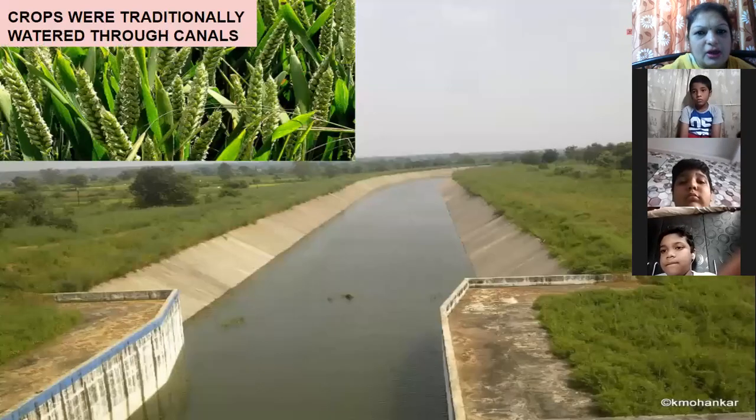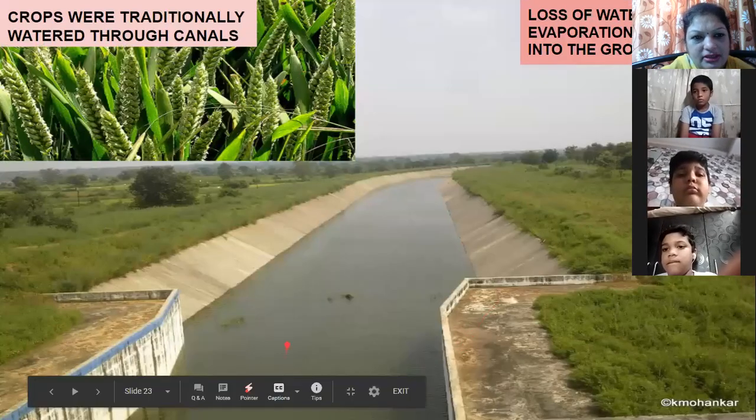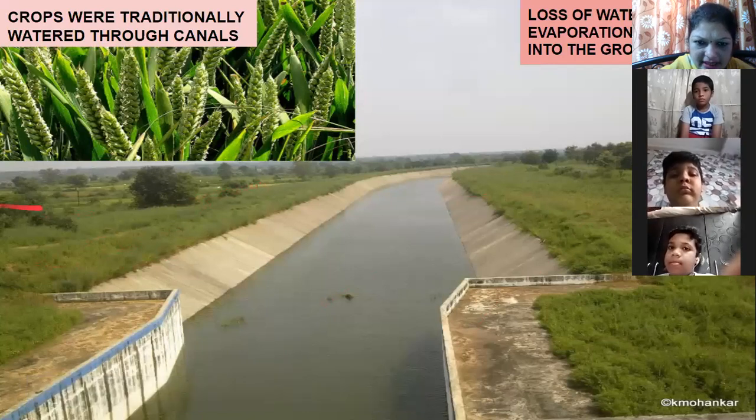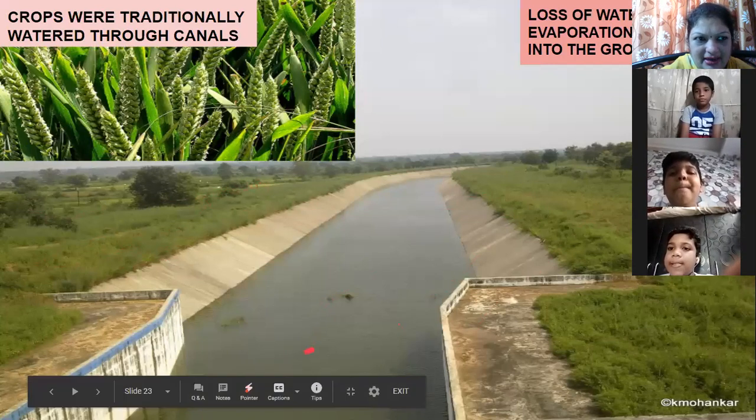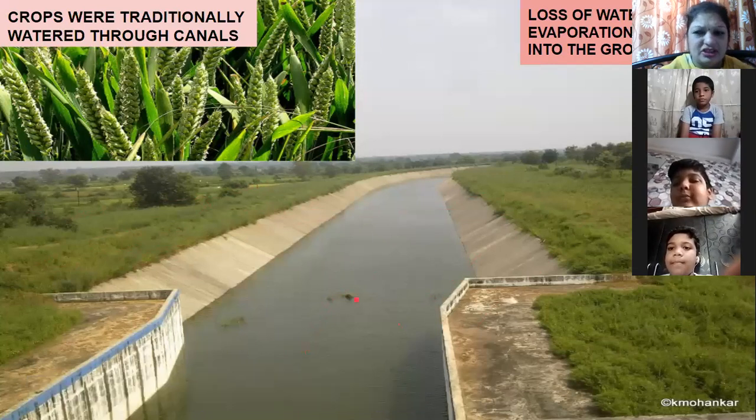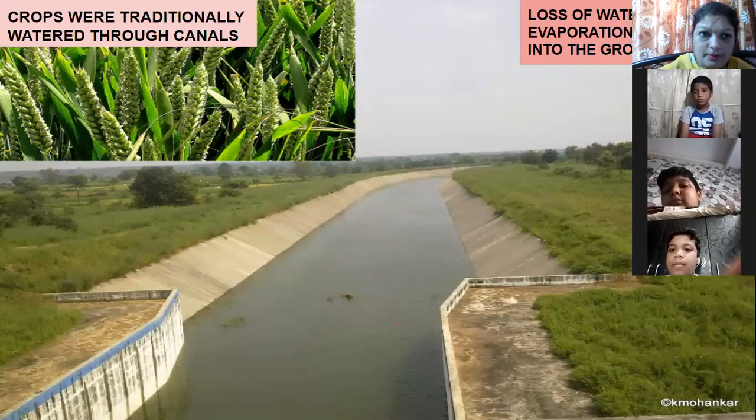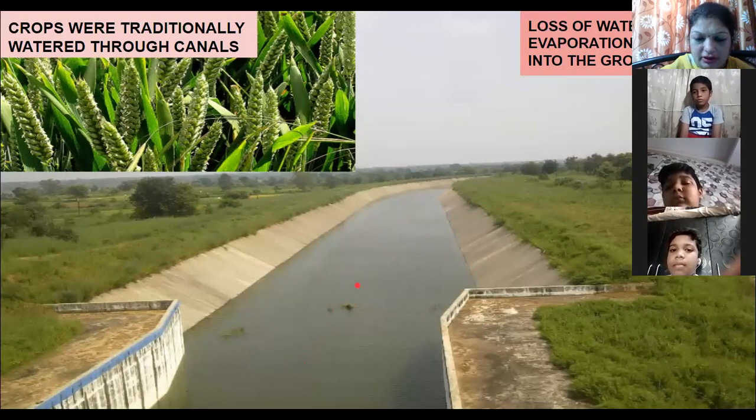Here, this is the old method. You know this, what is this? Here, on this side are all crops which are grown on both the sides, and in between this is a canal. So traditionally, in the ancient times, or we can say with the old techniques, crops were watered through canals. So this is a canal.